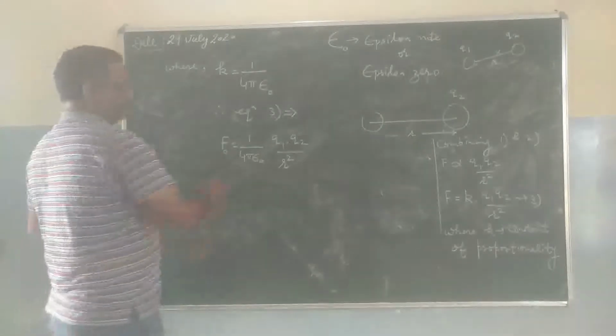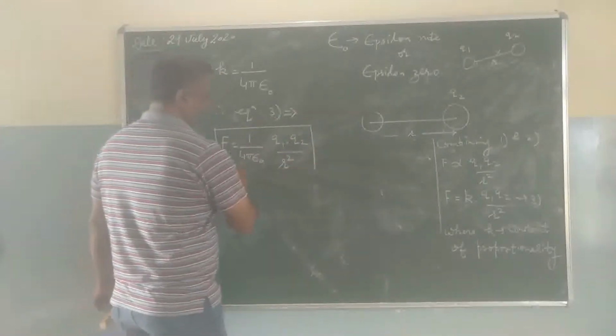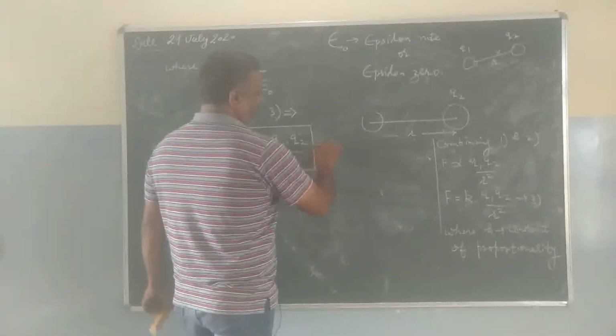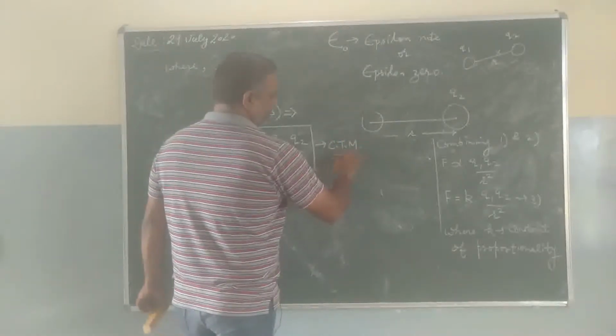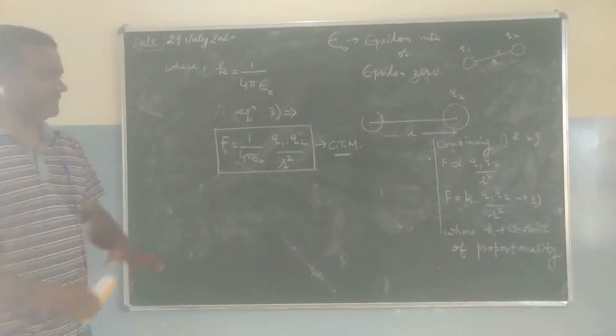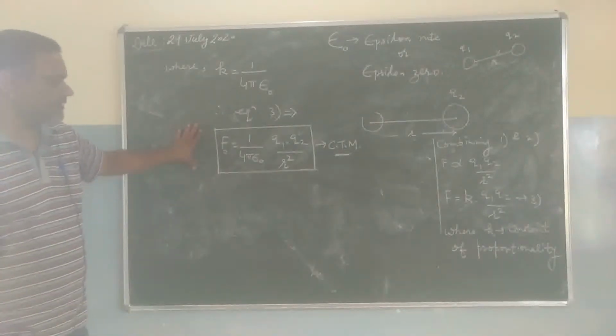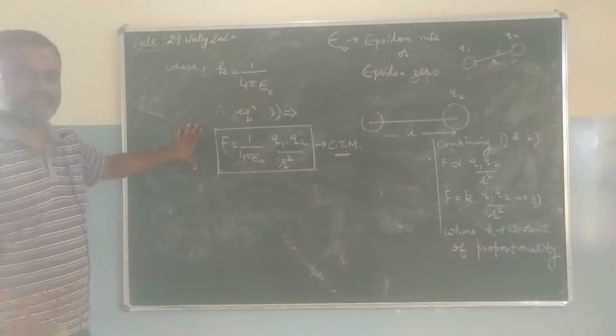Note it. The most important result of electrostatics, and make it CTM, cram to memory. Note it. The remaining part of this Coulomb's law we will discuss in the next video.